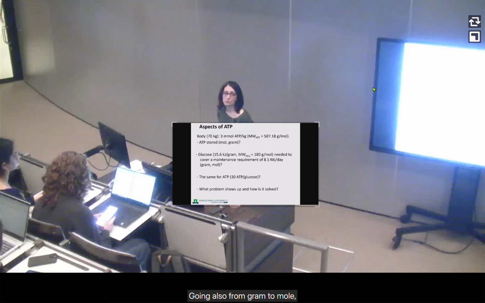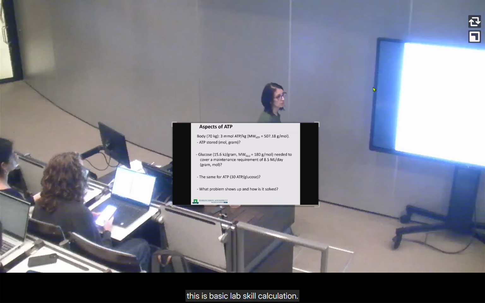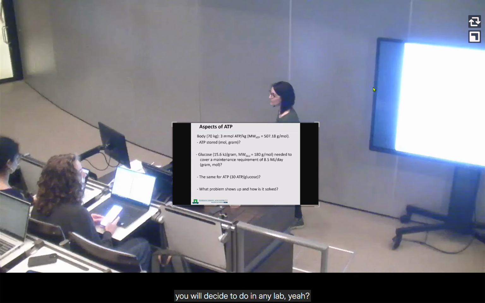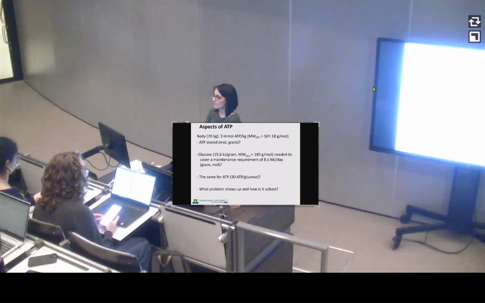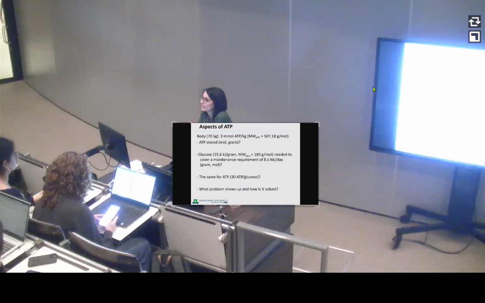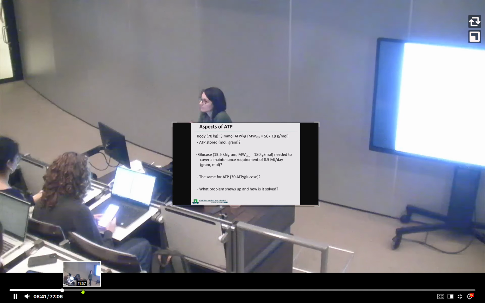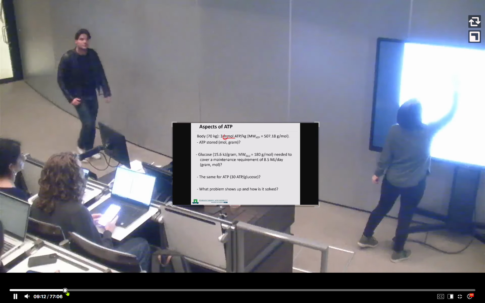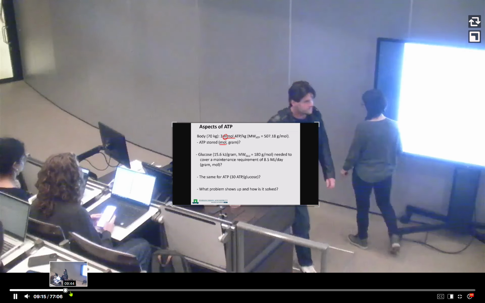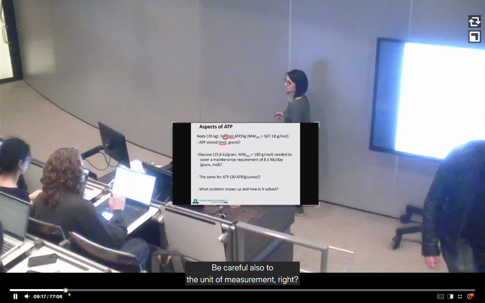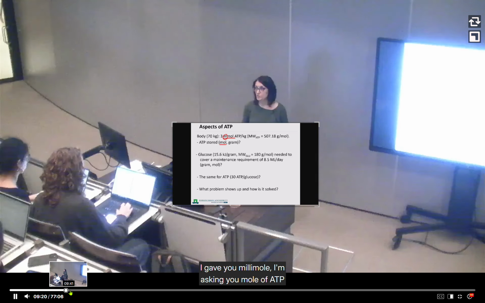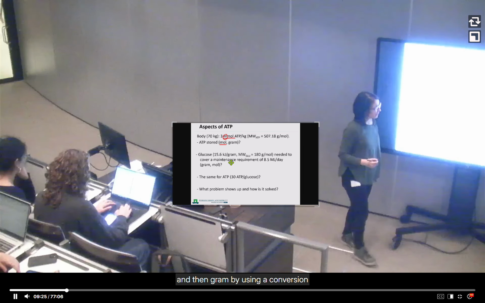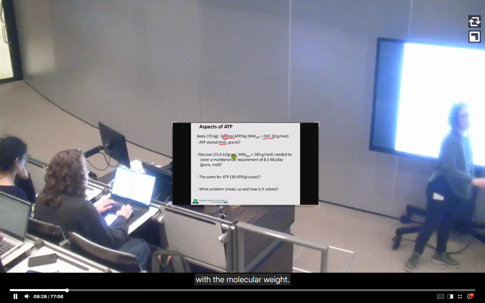Going from gram to mole, this is a basic lab skill calculation. So you will also need it for every thesis you decide to do in any lab. Be careful also with the unit of measurement, right? I gave you millimole. I'm asking you mole of ATP that you want to store. And then gram by using a conversion with the molecular weight.